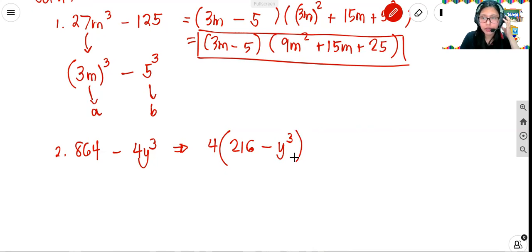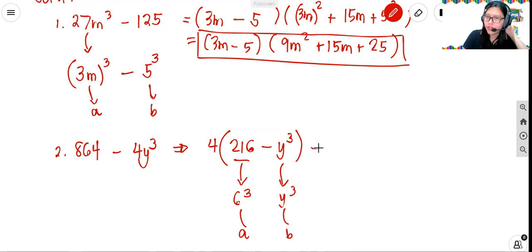Okay. And then we will have this one. 216 is already a perfect cube, right? So we can now proceed to identifying our A and B. But don't forget to put 4 all the time on the outside. Okay. So 216, that is 6 cubed, and this one is y cubed. So our A is 6 and our B is y. Therefore, our factor would be 6 and y.